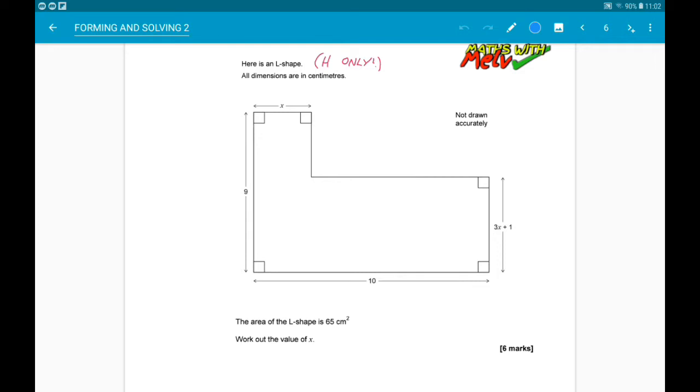So, we're given an L shape. All dimensions are in centimeters. The area of the L shape is 65 centimeters squared. Work out the value of x. Okay, so given that we're told the area, we're going to need to find the area algebraically.